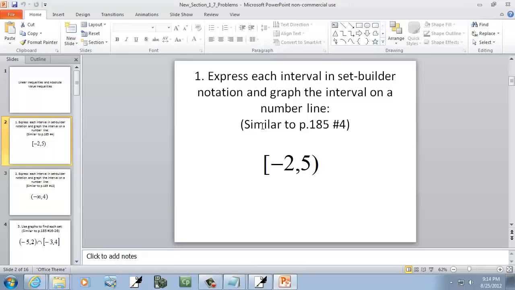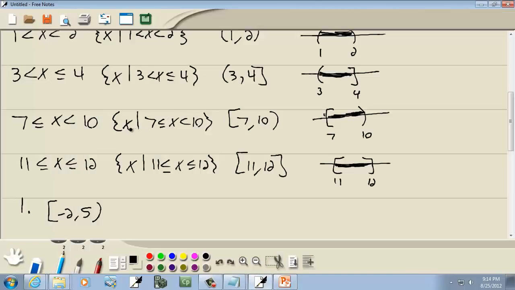It wants set builder, so I come over here. This is what my set builder is going to look like, but instead of 7 and 10, I'm going to have negative 2 and 5. So this would be x such that negative 2 less than or equal to x less than 5, like that. Now in terms of our graph, if we come over here, it'll look like this graph over here, but instead of 7 and 10, we're going to have negative 2 and 5.